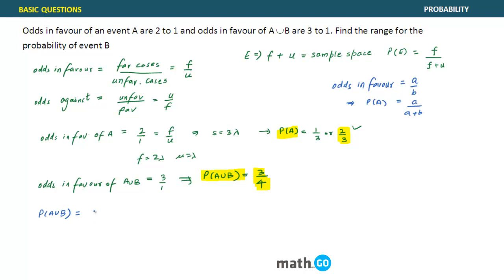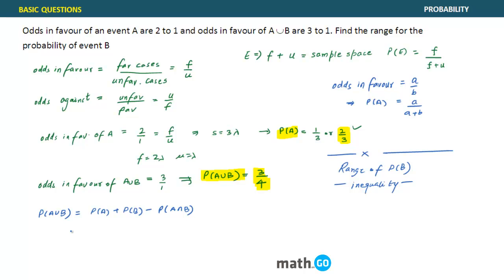So probability of A union B is nothing but probability A plus probability B minus probability A intersection B. Now, what do you want? You want the range of probability B. Obviously, when we think of range, we always think of inequalities, that somewhere an inequality will come into the picture. So how can you introduce an inequality? Can you think of this now?